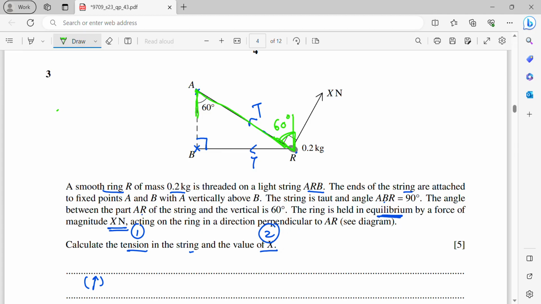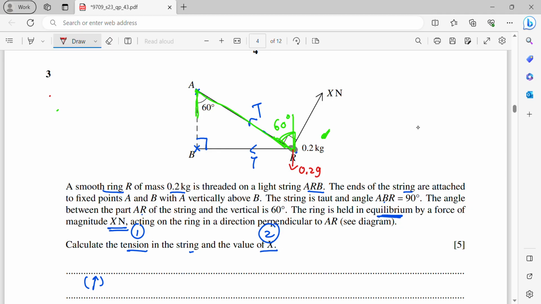Here is going to be 60 degrees. Okay, then for the R, because the mass is 0.2 kg, the weight will be going down. It will be 0.2 g. g is 10. Okay, then from here I will resolve.